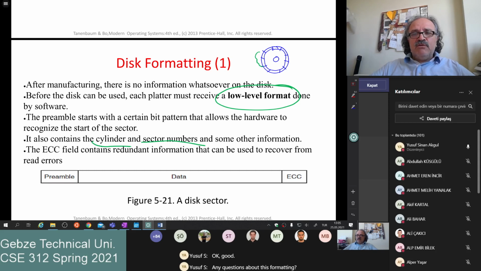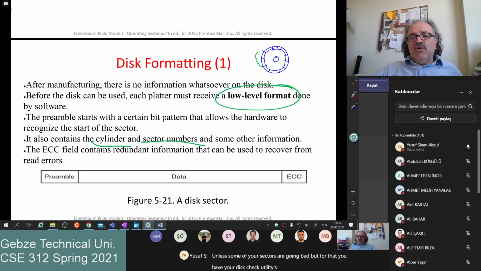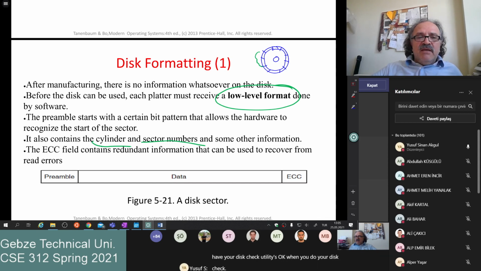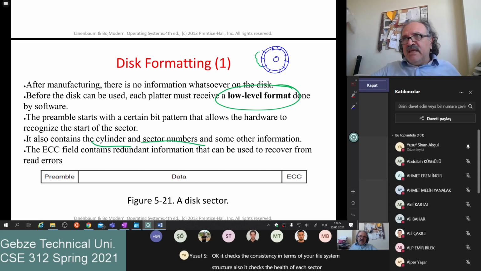At least once in the lifetime of your hard disk, you need to make a low-level format. After that, you don't need it much because usually your sector structure doesn't change unless some of your sectors are going bad. But for that, you have your disk check utilities. When you do your disk check, it checks the consistency of your file system structure. Also, it checks the health of each sector by writing data and reading data from the same sector to see if they are matching.